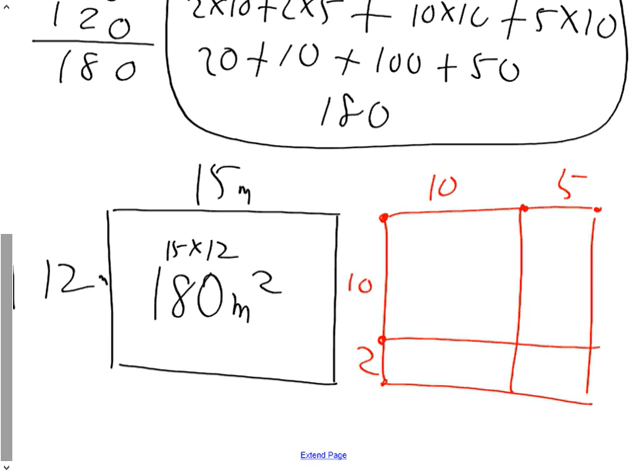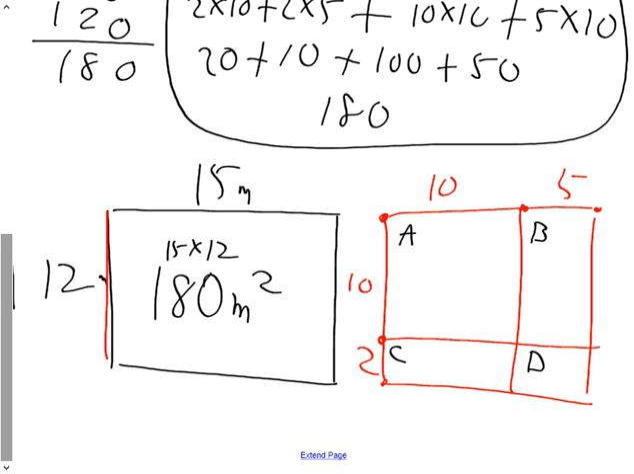Why 2? Because this length is 12. All right. So instead of having a big rectangle that's 15 by 12, I'm going to have 4 smaller rectangles that are different dimensions. But you all agree that if I call these 4 rectangles in here rectangle A, rectangle B, rectangle C, rectangle D, A plus B plus C plus D still should equal the area of 180 square meters, correct? They should still be the same if you think about it.